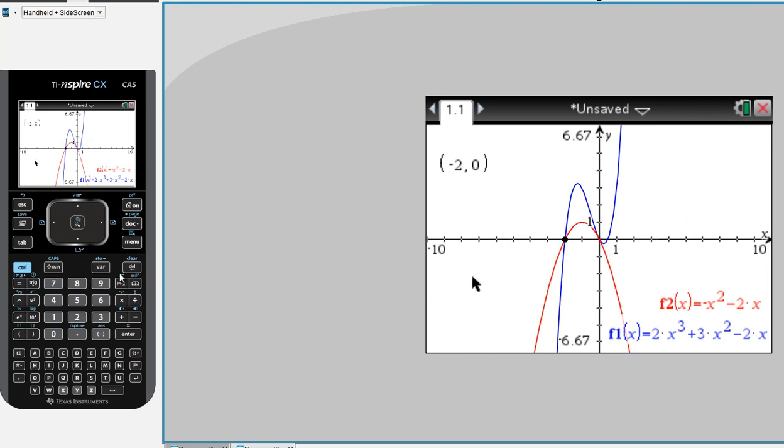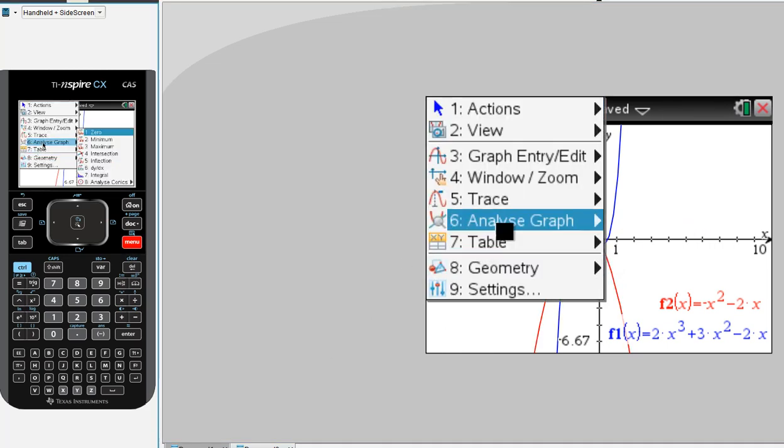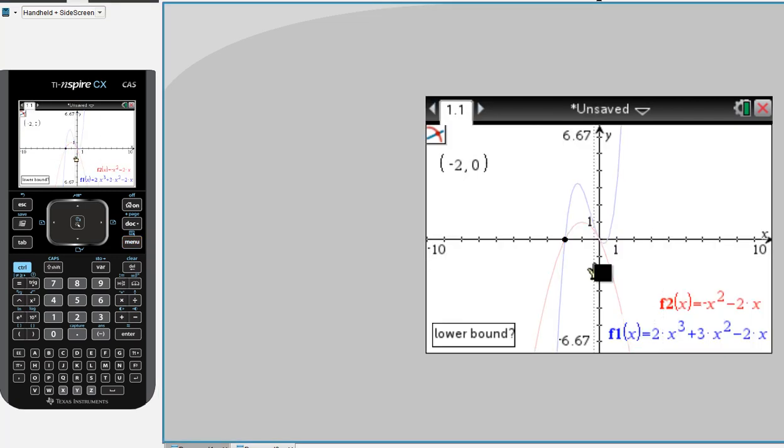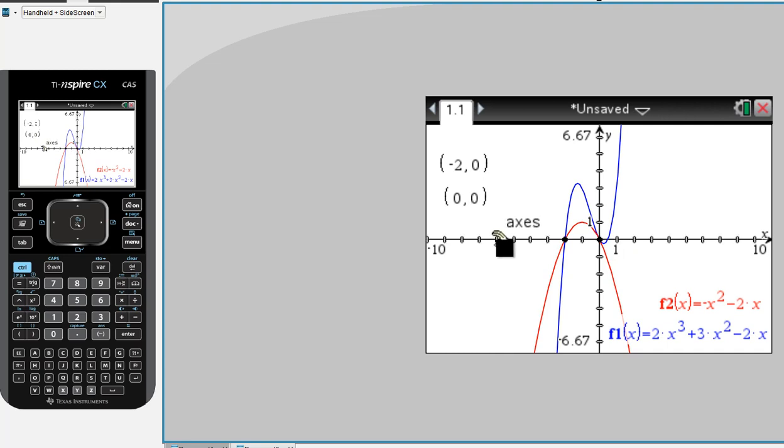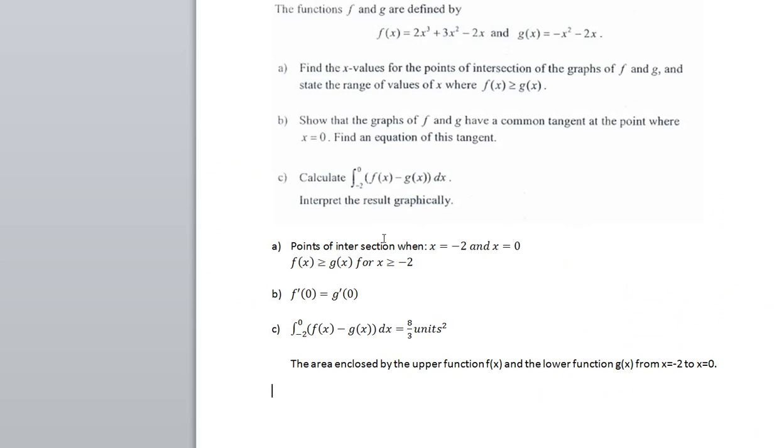Let's find the other intersection. A little bit to the left, a little bit to the right. So as we suspected, 0, 0 in the origin. So points of intersection when x is equal to minus 2 and x is equal to 0. And then state the range of values. So for which x values is this true?